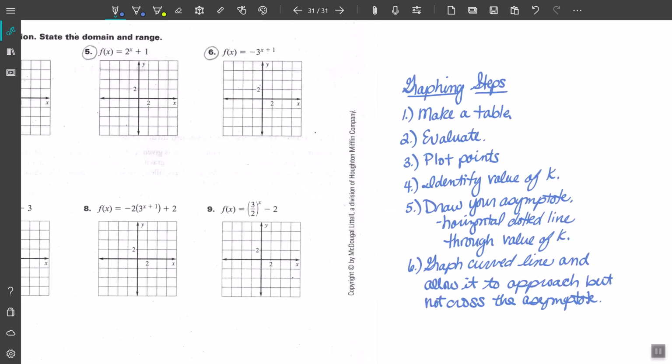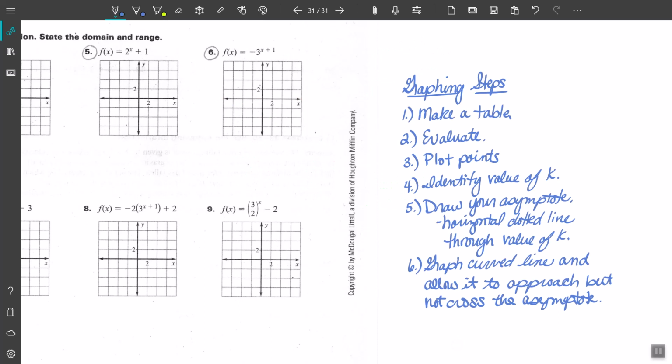So here are the steps for graphing these problems. Make a table and choose definitely 2 points, 3 points might help a little bit more until you get used to the way these curve. Evaluate those points and then plot them. After you have them plotted, go back to your function and identify your value for k. Remember, if there's no k value present, then it is 0, just like in all of the other functions that we've ever dealt with.